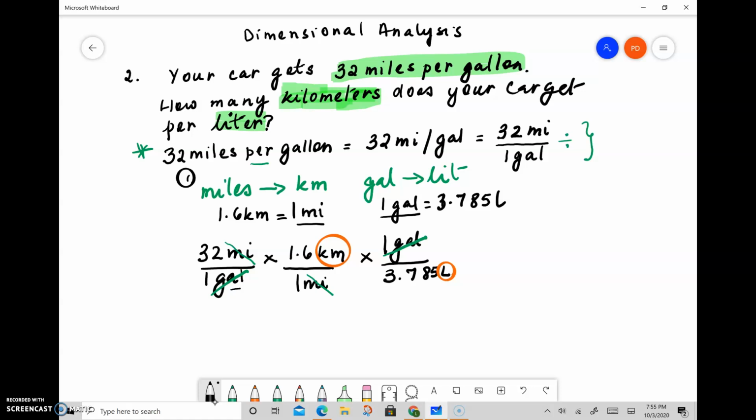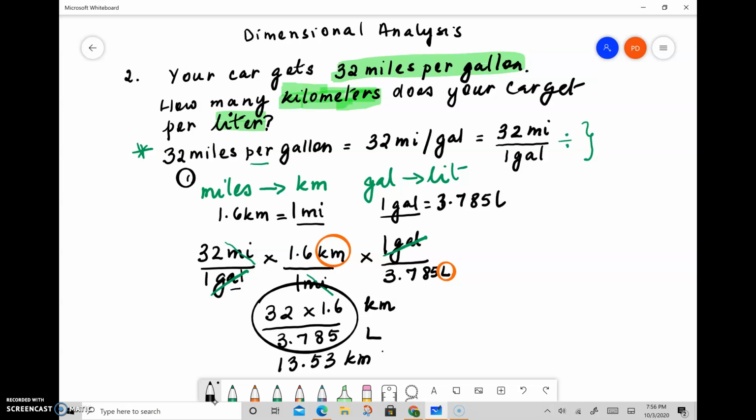So now let's write down what we have. It's 32.16 kilometers. So that's the unit in the numerator, divided by 3.785 liters. So let's simplify this number, and let me just use the calculator. So enter the numbers. 32 times 1.6 divided by 3.785, that is equal to 13 point, and I'm going to round it to the second decimal place. 13.53 is what I get when I round it to the second decimal place, kilometers per liter.